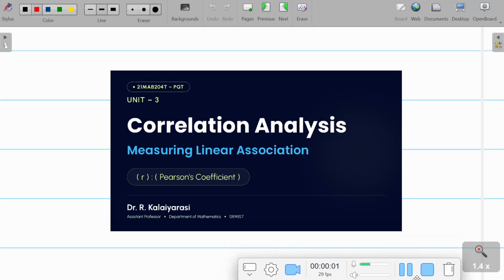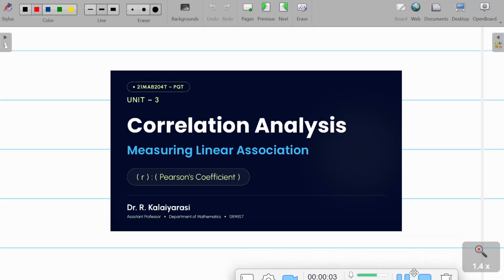Hello everyone. In today's session, let us learn about correlation analysis, where we are just going to use the Pearson correlation coefficient concept. Before getting into the correlation coefficient, let us go through what we mean by covariance.